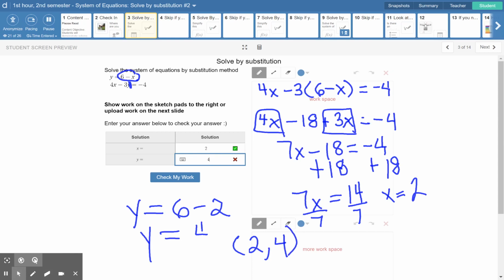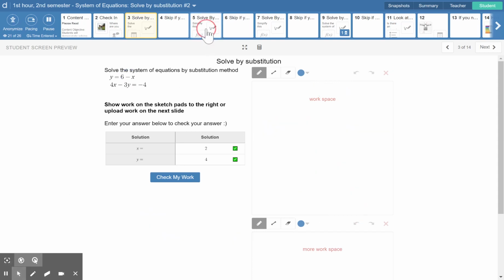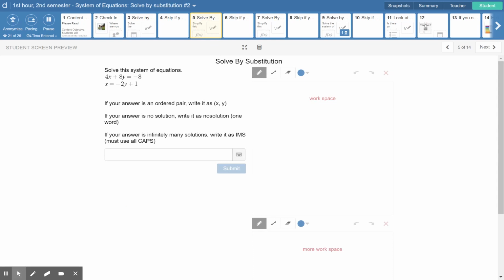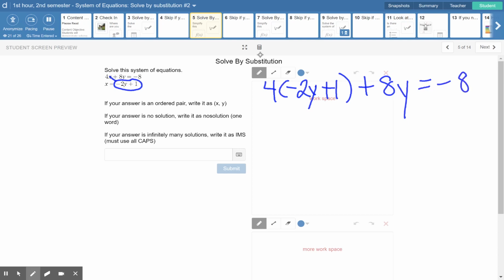So I'm just going to confirm that I did it correct. Awesome. Now slide number 6 is going to be similar to this. Let's see which, I'm sorry, slide number 5. All right, we have x is isolated. So we're going to plug that into the x value. All right, now we're going to distribute.